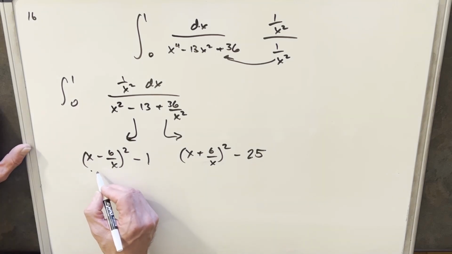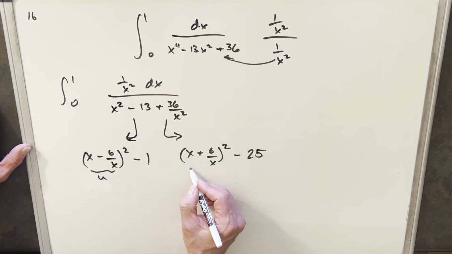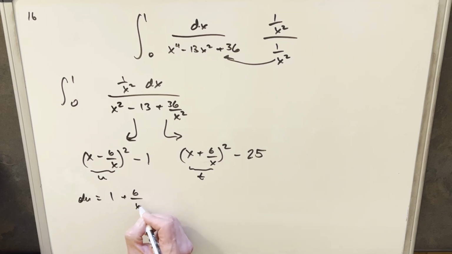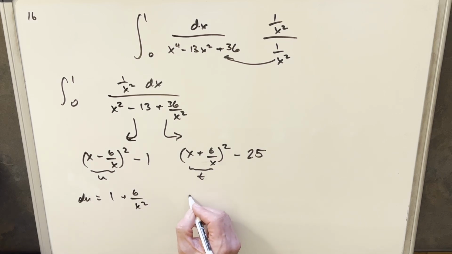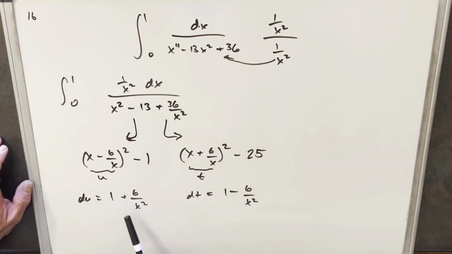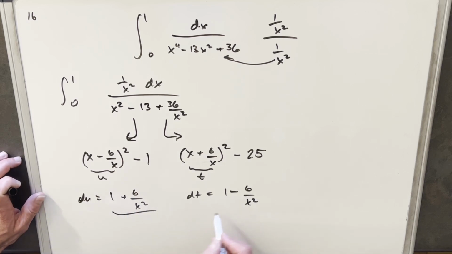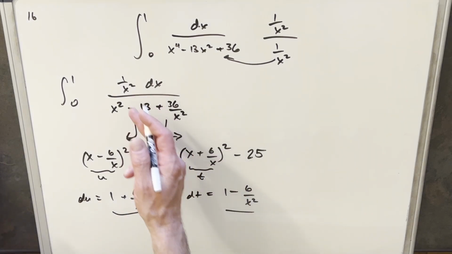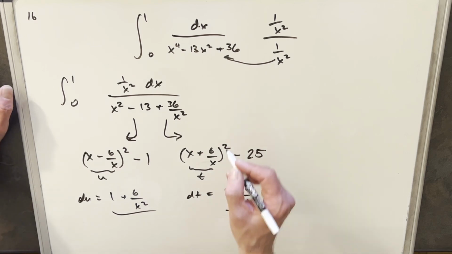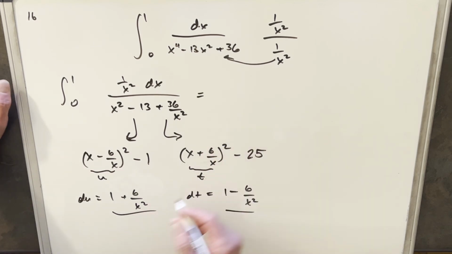And how this is going to look, I'll say this is going to be a u, and we'll call this t. If I take the derivative of this, our du is going to be 1 plus 6 over x squared. And then over here, if I take this derivative, dt, it's going to be 1 minus 6 over x squared. So what I want to do is get this and this into my numerator, even though we have a 1 over x squared, but we don't have this. So we need to kind of force this to happen. Let's just bring this up here and see how it looks.